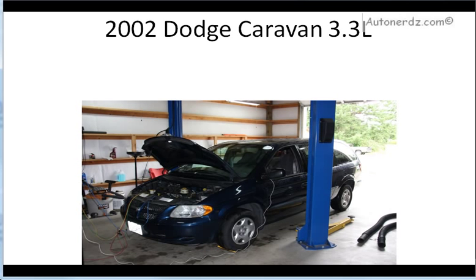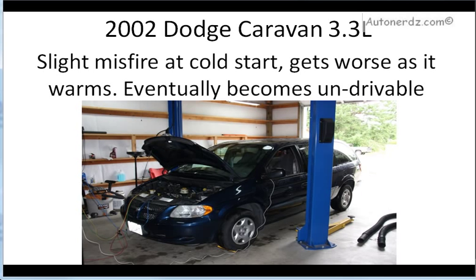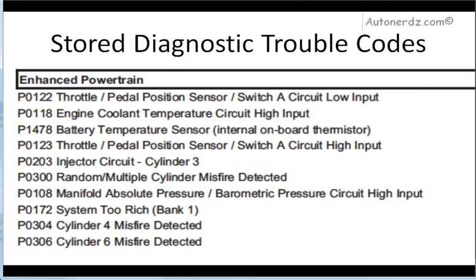Today we have a 2002 Dodge Caravan, 3.3 liter. A slight misfire at cold start and gets worse as it warms up. Eventually becomes undrivable. After confirming the complaint, I decided to check codes.